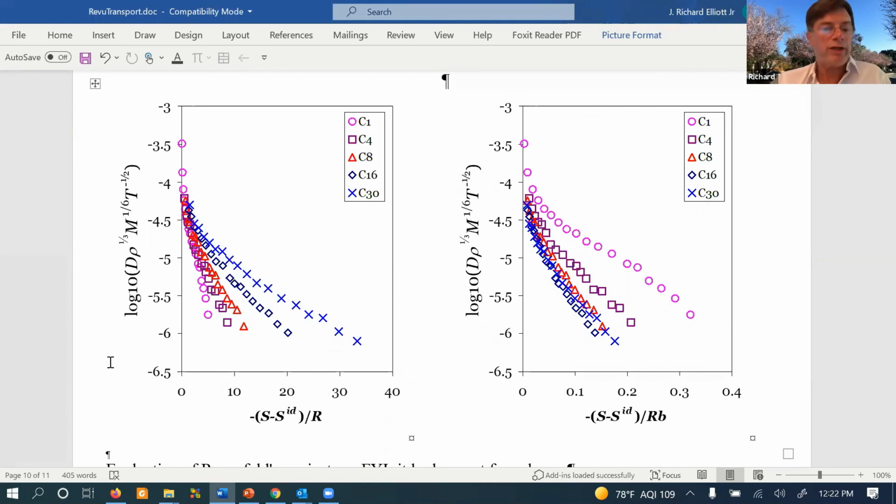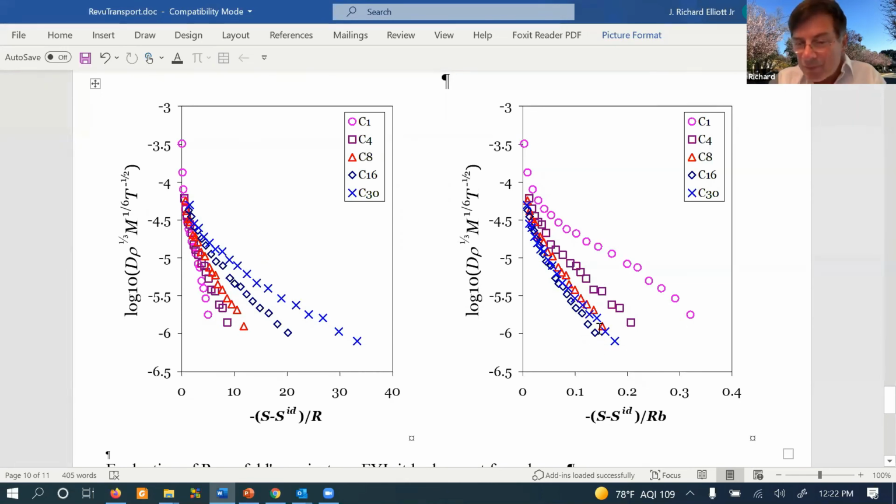And so we had really good data for that. So we made the comparison. And if that was true, then this would be all one curve. And it's not. And I said, well, what if we were to put it on an entropy per volume basis instead of just an entropy per mole basis? It works a little bit better for the longer molecules, but not so well for the shorter molecules.